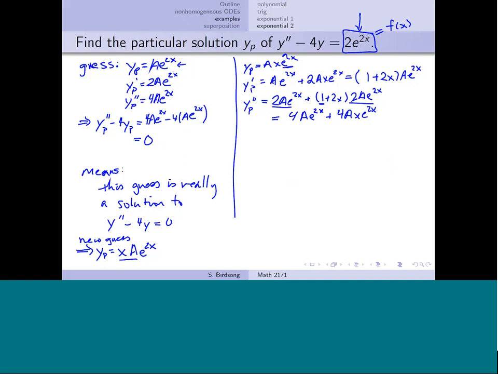So for the plugin, we've got second derivative minus 4 times your guess. So your second derivative here is 4a e to the 2x plus 4ax e to the 2x. Then we're going to subtract 4 times the original guess. The original guess is ax e to the 2x, which means when you add that all together, what happens? Things will cancel. Specifically, what terms cancel? They're the terms with the blank in them.